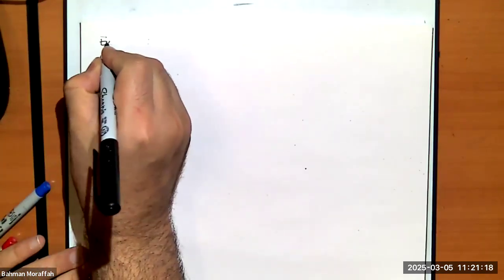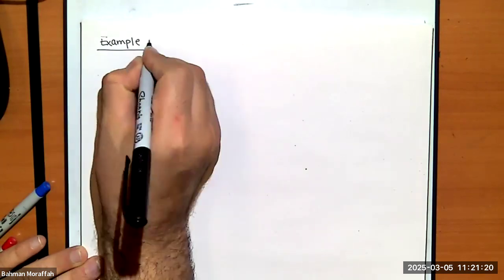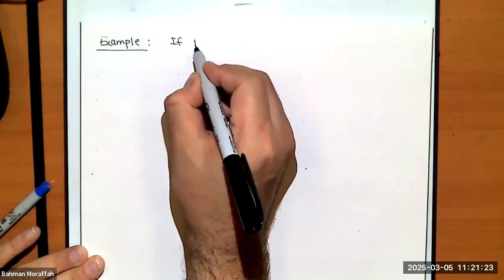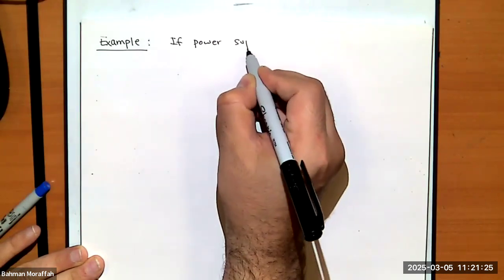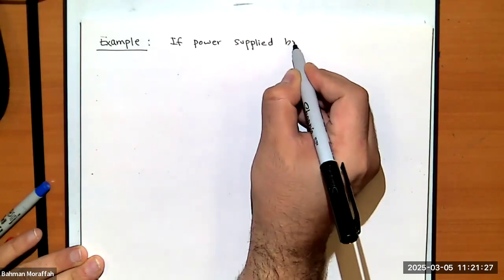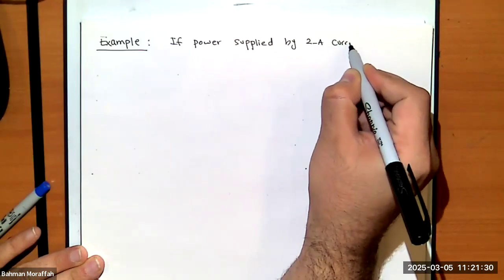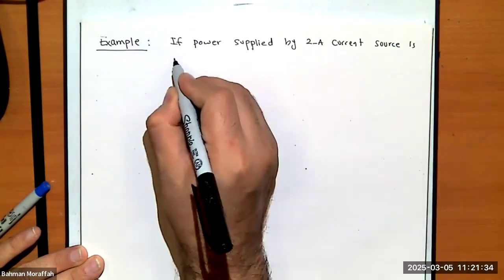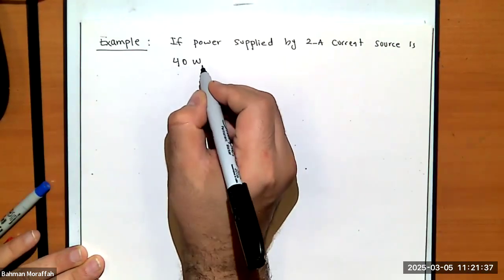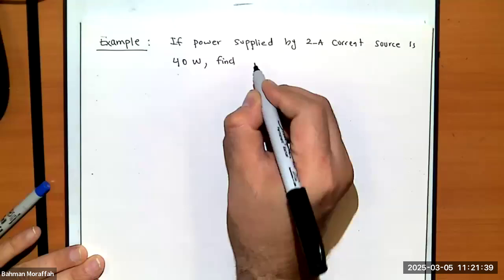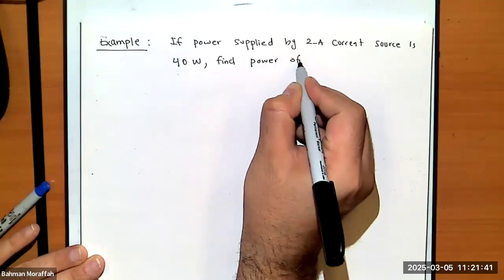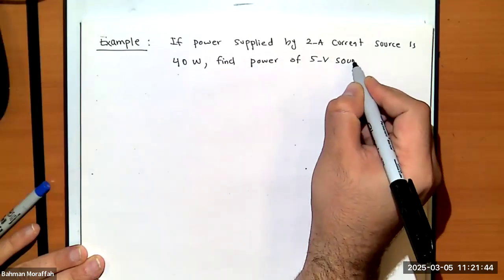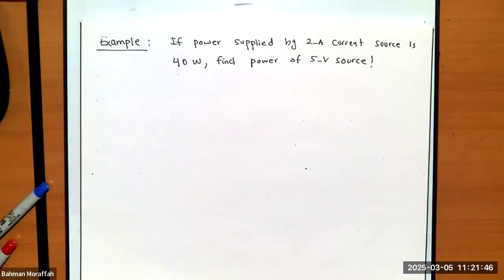But what's the question? The question is telling us, if the power supplied by the 2 amps current source is 40 watts, find the power of the 5-volt source. And the circuit is this.